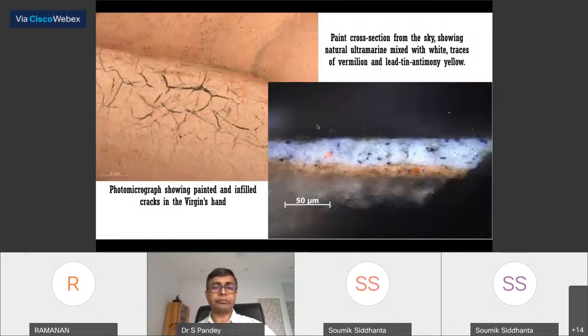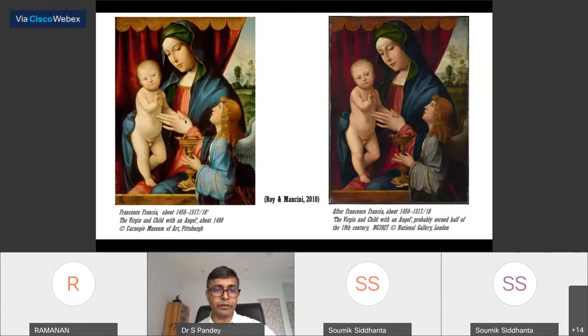This is the hand of Mary here. Now, if you see here, you don't see any crack with your naked eye. The crack layer is there, very fine cracks which are not visible to the naked eye.